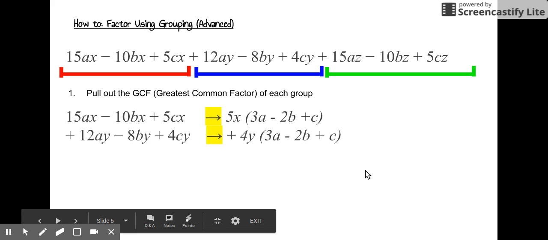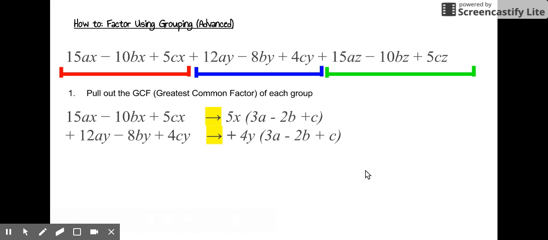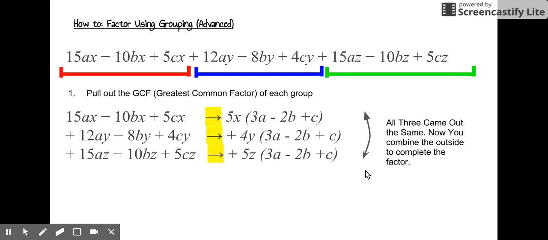So now we're going to do our next one. We have a positive 15az minus 10bz plus 5cz. The GCF of that is going to be 5z. So whenever you pull out a 5z and you divide that, you get a positive 5z times the quantity of 3a minus 2b plus c. So again, all 3 came out the same, so that's good. All of our parentheses are the same.